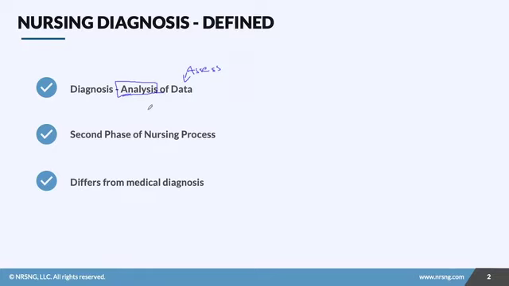Okay, and again, it's the second phase of the nursing process, and it differs from a medical diagnosis. Okay, it's not a medical diagnosis. So in that sense, diagnosis is not literal, meaning it's not meant to be a literal diagnosis. It really pertains to our plan and our planning. Okay, so it's meant to be used to identify a problem or a risk that our patient has. We're just identifying a problem or an issue or a risk. And that's kind of where diagnosis plays in.